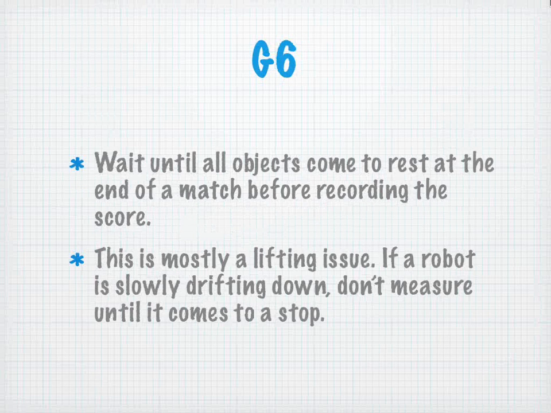Rule G6 says that we wait until all objects come to rest at the end of a match. So I think in this game, there's probably not going to be much of an issue with the rings. Although if one gets tossed onto a peg during the last second of the match and is jiggling around, we wait for that to settle into its final resting position. It's probably more of an issue for lifting a robot. If a robot gets lifted and whatever mechanism that's lifting it up isn't quite strong enough to hold it and it's slowly drifting down, we wait for it to come to a complete stop before we measure how high it's lifted.